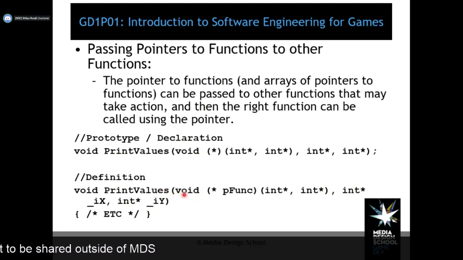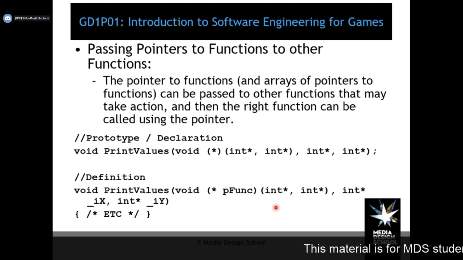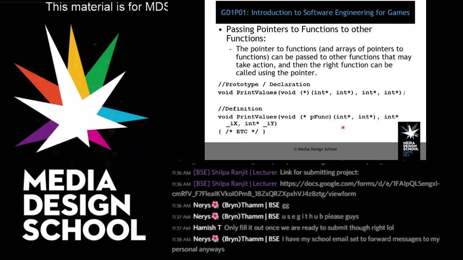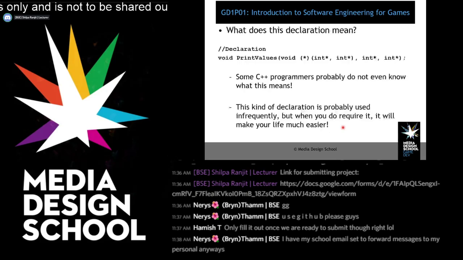The reason we're going for a void asterisk function pointer is so that it can point to every function that takes two arguments and has a void return type. So that is this function here.